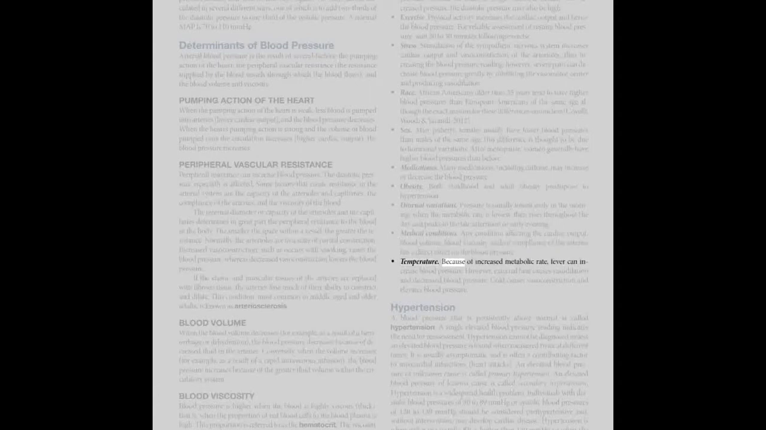Temperature. Because of increased metabolic rate, fever can increase blood pressure. However, external heat causes vasodilation and decreased blood pressure. Cold causes vasoconstriction and elevates blood pressure.